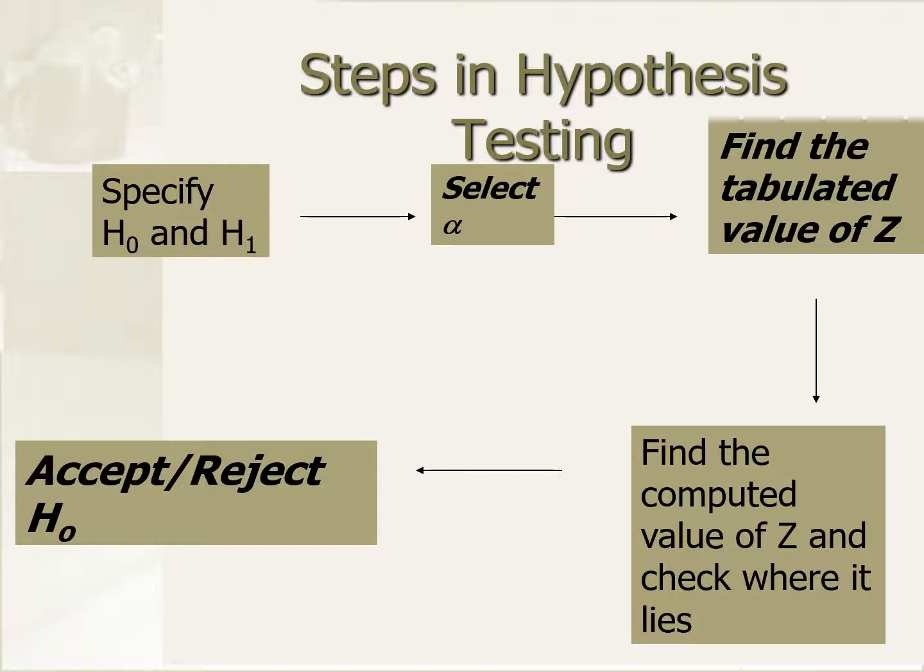We specify H0 and H1. We select our level of significance. We find the tabulated or the critical value of Z, and accordingly we also find the computed value of Z and accept or reject H0 depending on whether the computed value of Z falls in the acceptance area or the critical region. Now in this particular case, I must tell you that it is a primer in testing of hypothesis, so we are thinking only of the Z test, or the test of the equality of mean to a particular value for a large sample only.